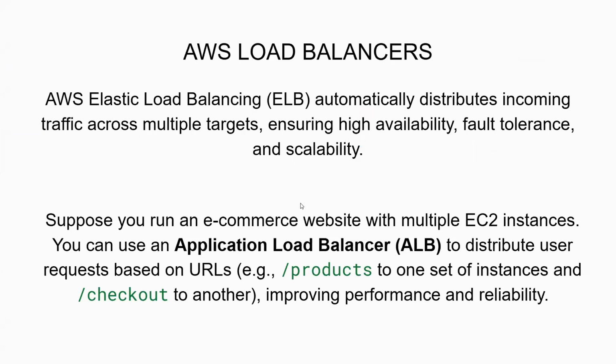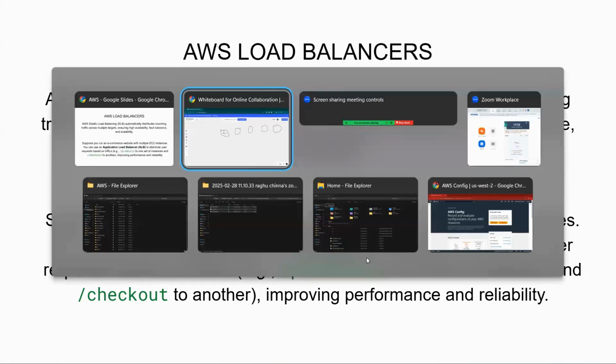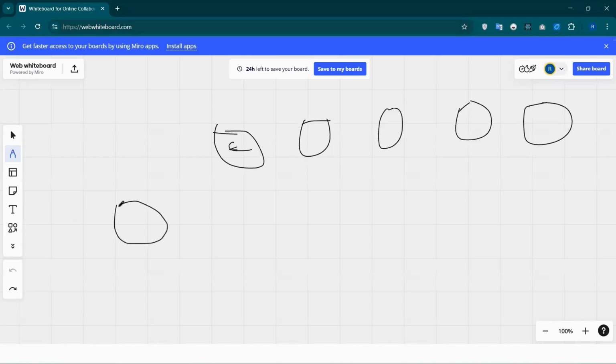Here is an example. Suppose you run an e-commerce website with multiple EC2 instances. You can use an application load balancer to distribute user requests based on URLs, for example products to one set of instances and checkout to another, improving performance and reliability. So this is a very simple definition: within the same word, application load balancer, we have balancing the load of the traffic. So that is about the AWS Elastic Load Balancer.